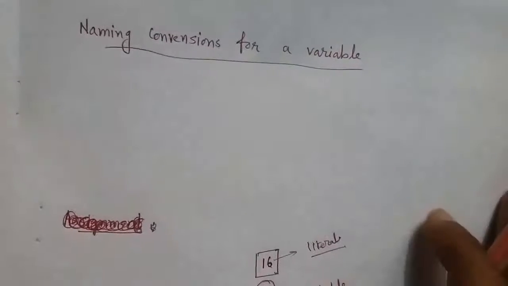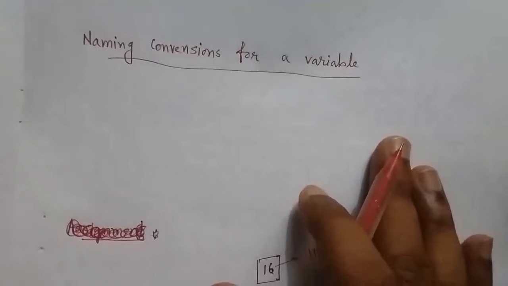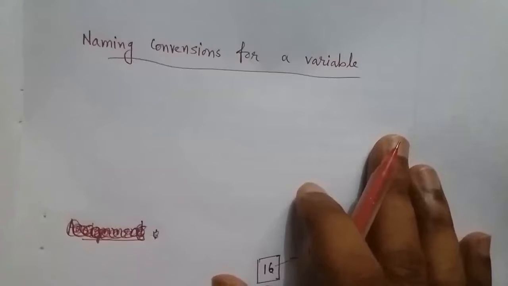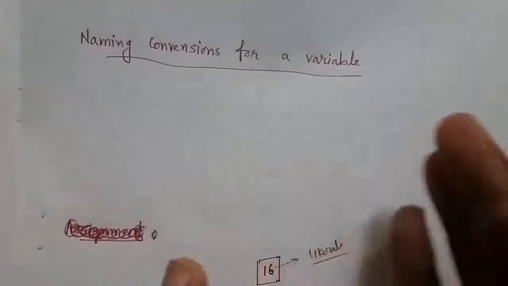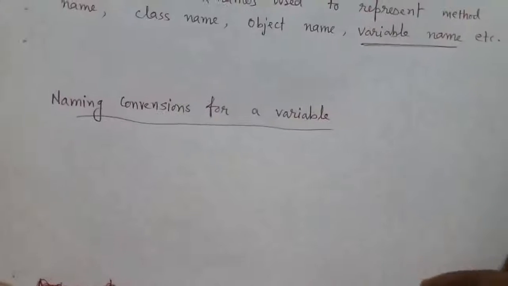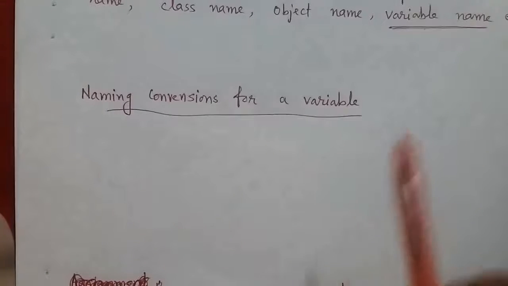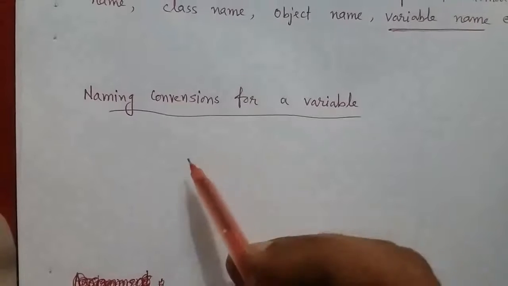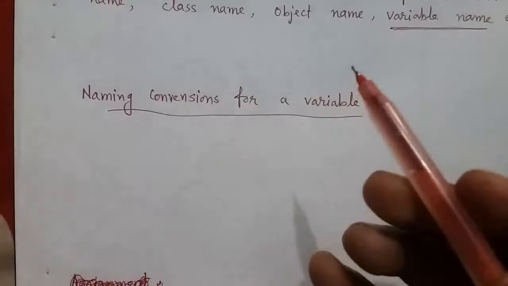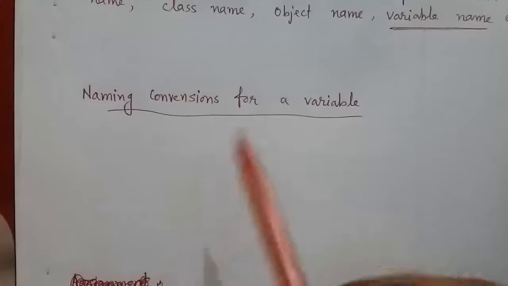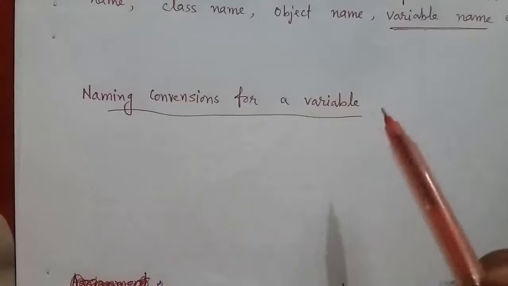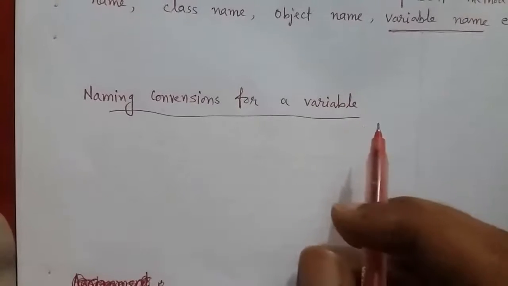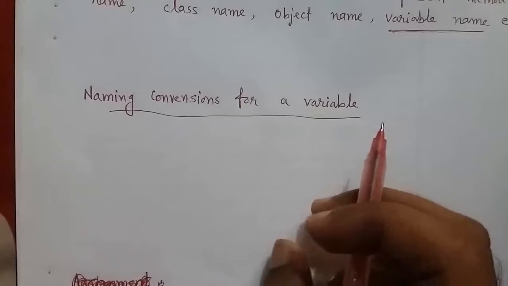Now variables, there are some naming conventions for a variable. Naming convention for a variable means you have to follow some rules while naming a variable. Whenever in programming you name a variable, you need to follow some convention. I will dictate one by one. I am not writing here. First one is a variable may have any number of characters and it may contain alphabets, digits, dollar sign and underscore.